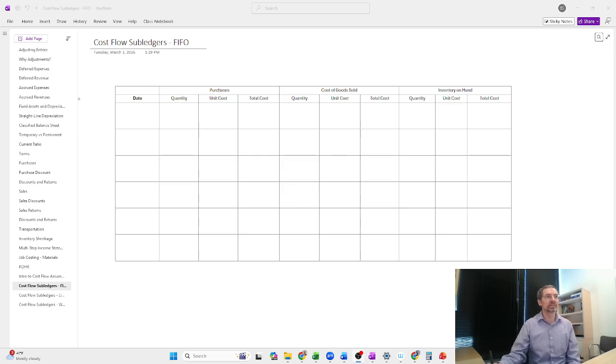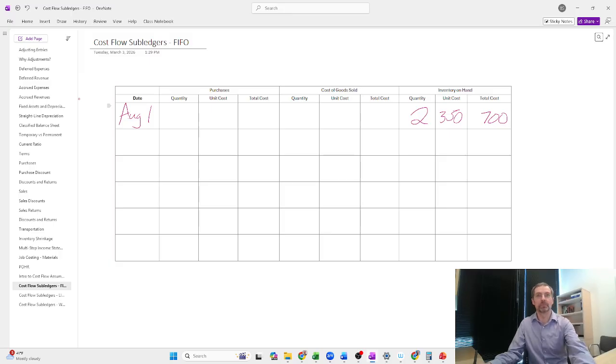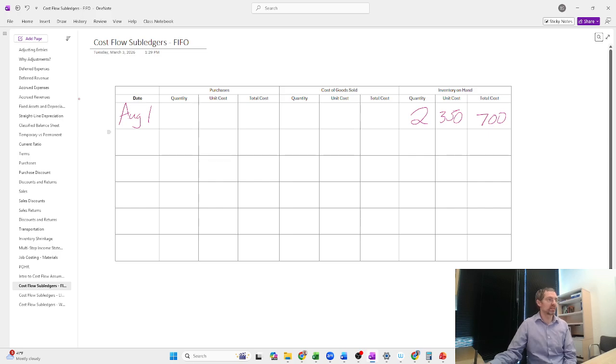So first of all, let's say we are looking at August 1st. And on August 1st, we have our beginning inventory. So we haven't purchased something, we haven't sold something. It's just what do we already have in the store? And we have 2 units in the store, and they both cost $350. And so our total cost right now is $700.